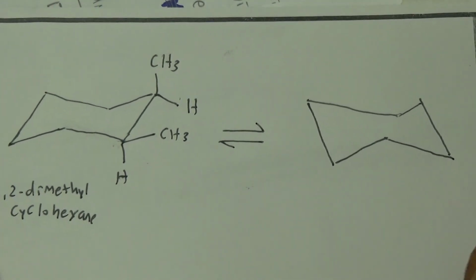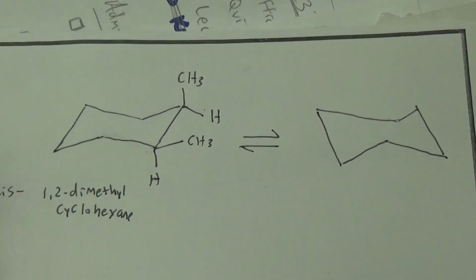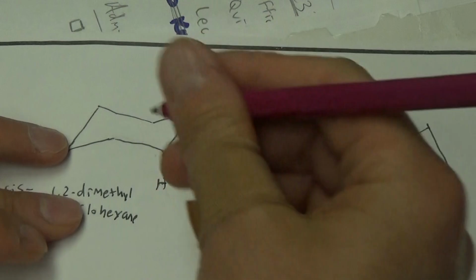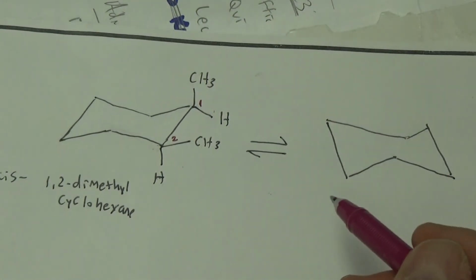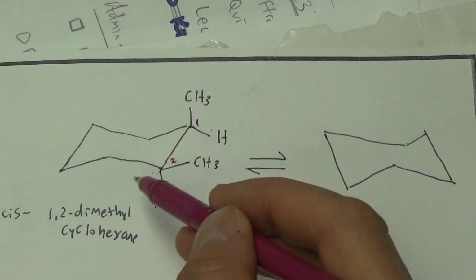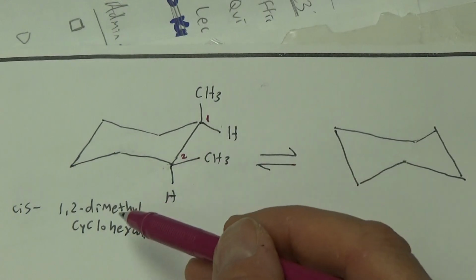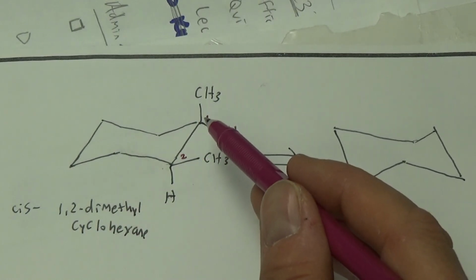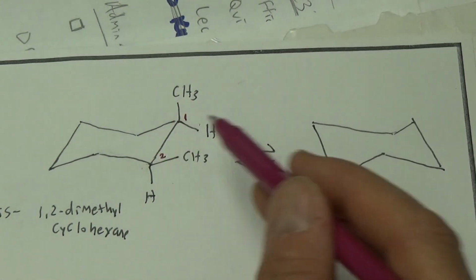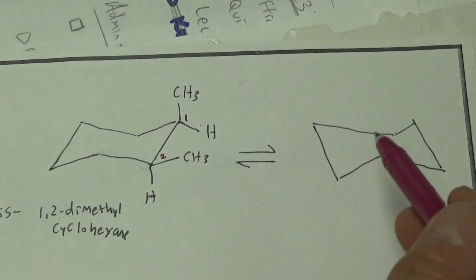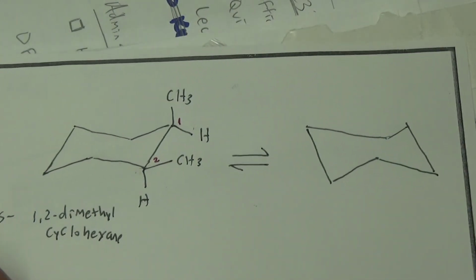Okay, so I'm going to just arbitrarily label this number 1 and this number 2. It's a clockwise orientation: 1, 2, 3, 4, 5, 6. This has nothing to do with the numbering; it matches 1,2-dimethyl cyclohexane. But what I want to do is keep my orientation the same as I go from this molecule to this molecule. So clockwise here, clockwise here. Okay. All right. So what else?